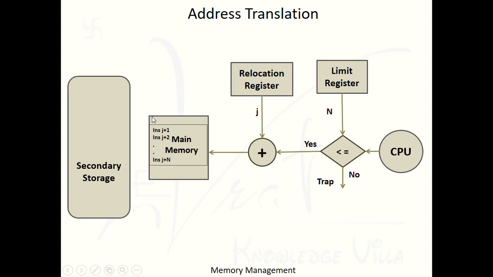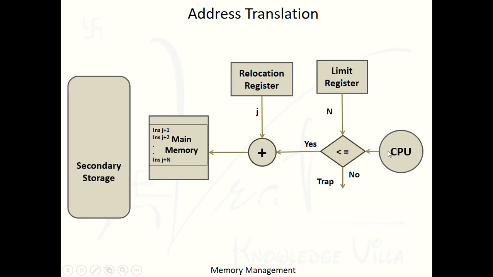So whatever the number of instructions are going to start, we will store the starting address inside the relocation register. The instructions are going to start from j plus 1, so that's why we will store j inside the relocation register. And CPU will generate the required number of instructions. Suppose CPU is generating any instruction number outside of n, so it will compare with the limit register.